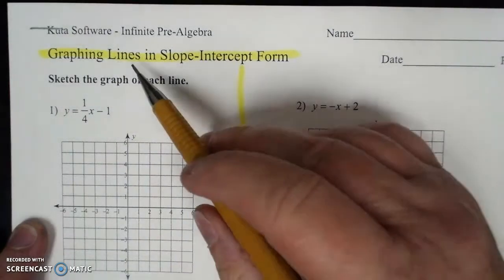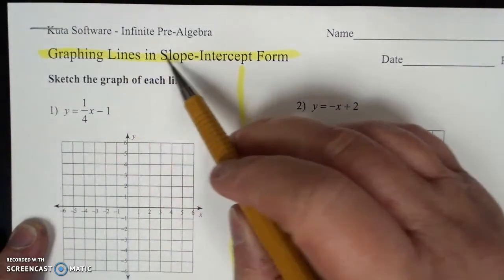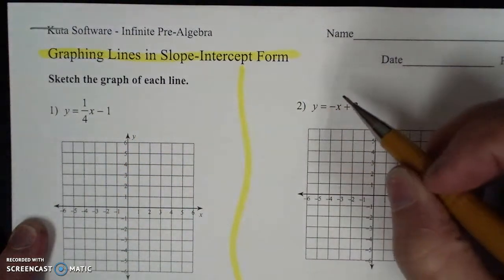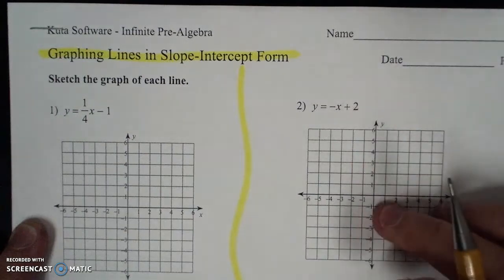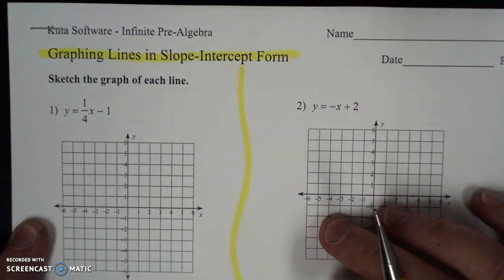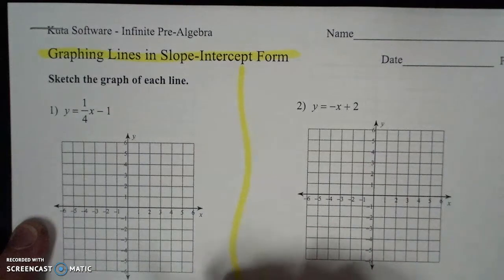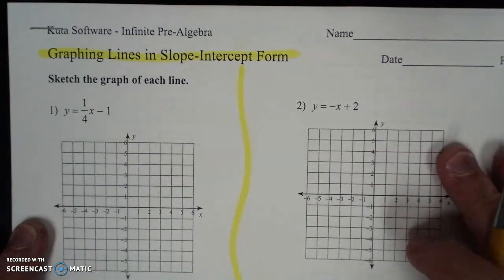So you are going to graph lines in slope intercept form. You're going to sketch the graph of each line. This is the PDF that I'm going to upload into your Learn It. It's also going to be the same document for your Prove It. So I'm going to do the odds and I'm going to leave you the evens.